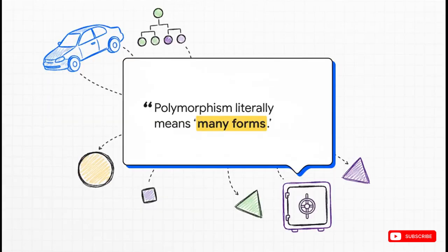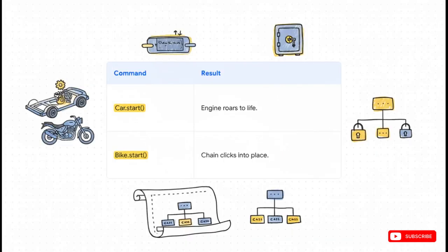All right, next up is a word that sounds super complicated, but the idea behind it is actually beautiful: polymorphism. It literally just means many forms, and it's this awesome ability to have one single command do different things depending on the situation. Just look at this. The command is exactly the same: start function. But think about it. When you tell a car object to start, you hear an engine roar to life. But when you tell a bike object to start, you hear a chain clicking into place. See? Same word, same command, but it results in a totally different, totally appropriate action for each object. That right there is the magic of polymorphism.